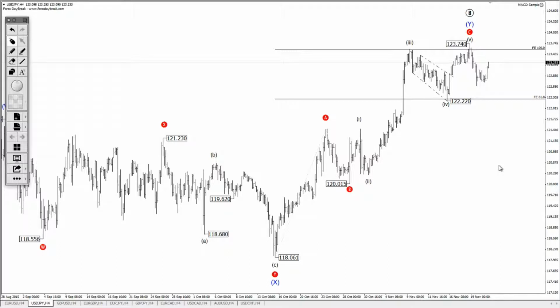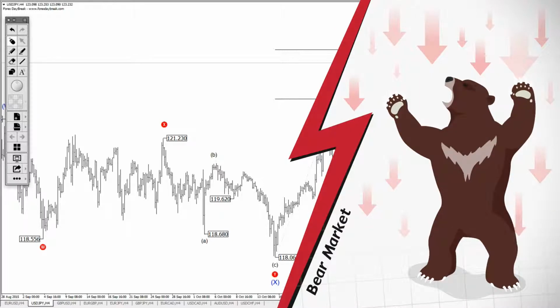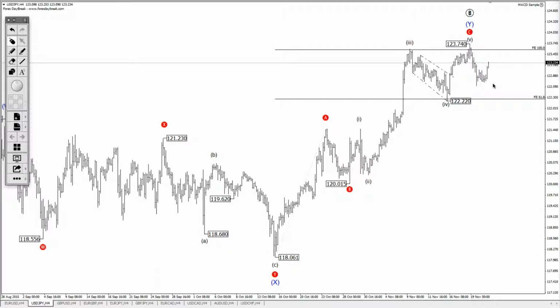123.74 high is a completed 5-wave structure, completes the C wave of this ABC structure, also minor wave Y, and larger correction, minor wave B. And if that labeling is correct, we can expect a large decline on dollar yen. Let's see how this develops.